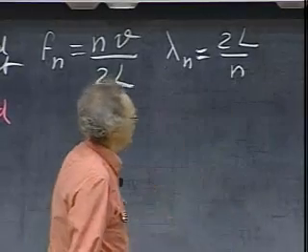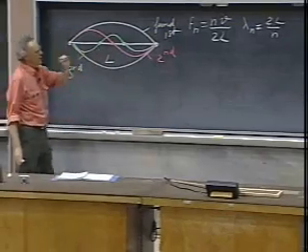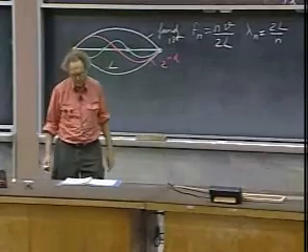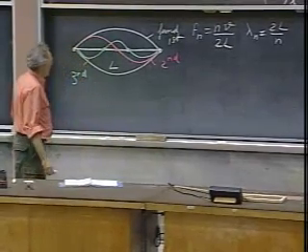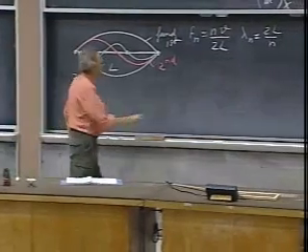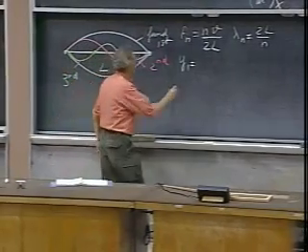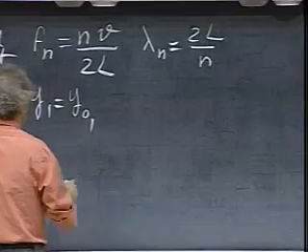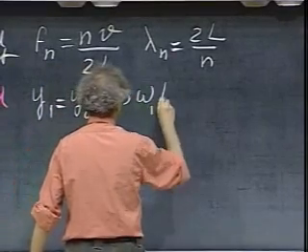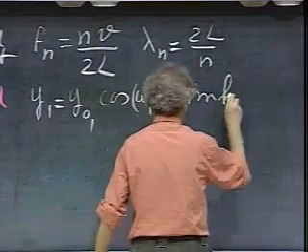If you put in n equals 1, you see that the wavelength is indeed twice the length. And if you put in n equals 2, you see that the wavelength is exactly L. So let us write down, for the fundamental, the equation for a standing wave. Y1, 1 refers to the fundamental, would be Y01 times the cosine of omega 1 t times the sine of k1 x.